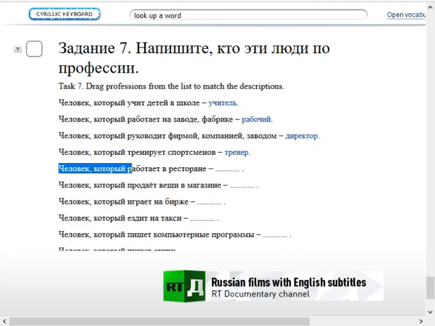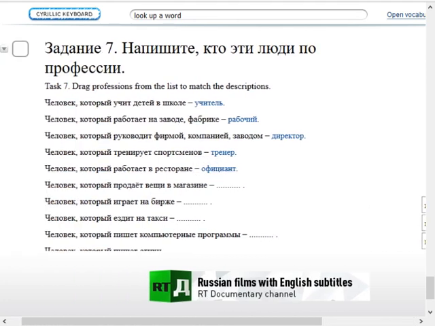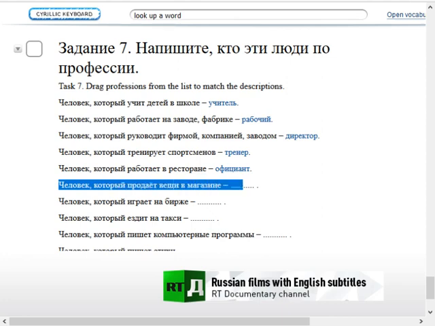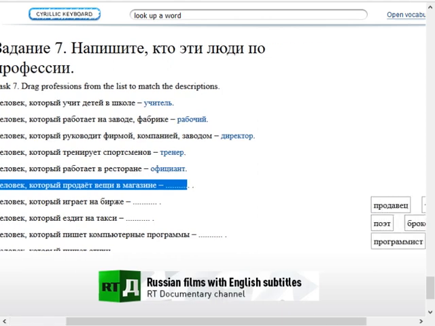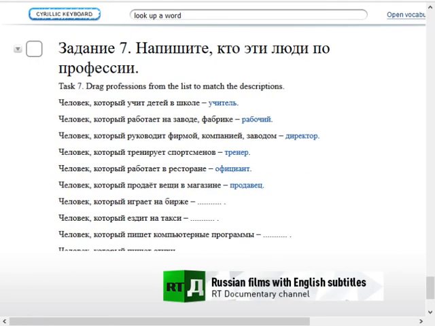Человек, a person who works in a restaurant. Ooh, a person who works in a restaurant is a waiter. What's the Russian word for a waiter? I think it's this, официант. Официант is a waiter in a restaurant, I believe, in Russian. Человек, который продает вещи в магазине, a person who sells things in a store or in a shop, is a продавец. Sales person, sales associate.